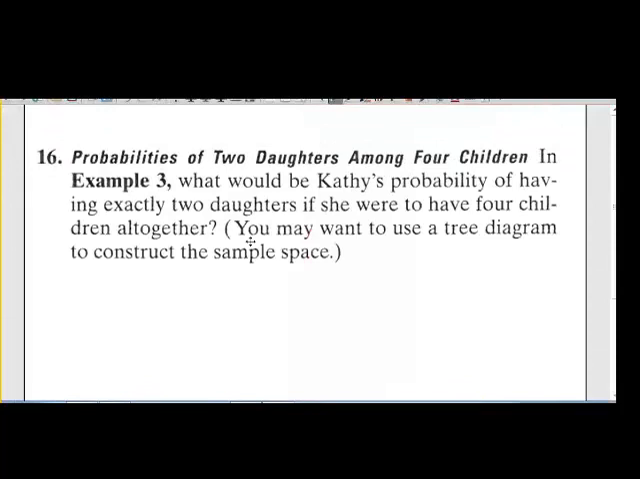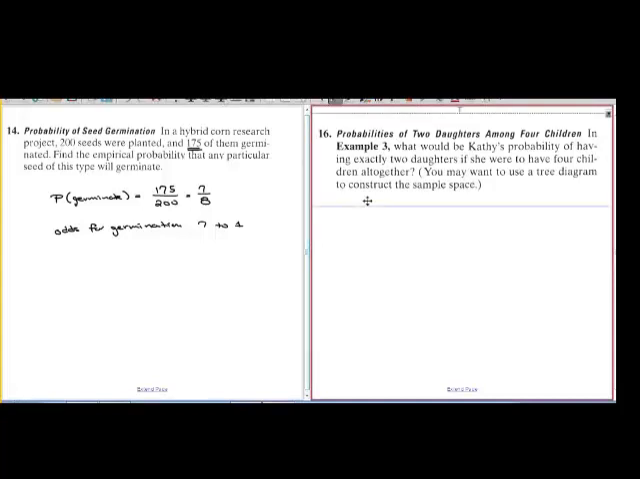Okay, probability of 2 daughters among 4 children. Example 3 says, what would Kathy's probability be of having exactly 2 daughters if she were to have 4 children altogether? You may want to use a tree diagram to construct the sample space. There are 2 ways you could solve this problem. We're assuming that the probability of having a boy or a girl is 50%. So it's like flipping a coin.